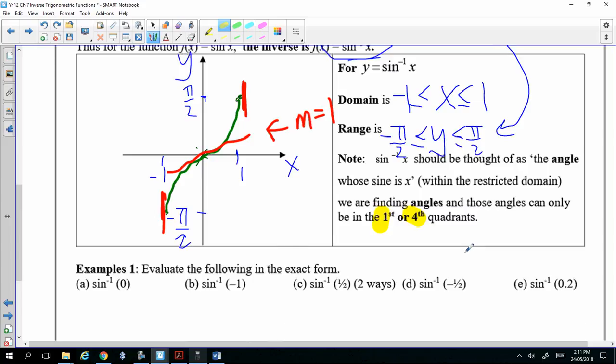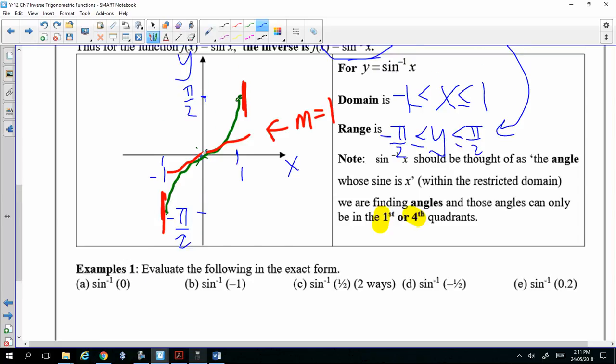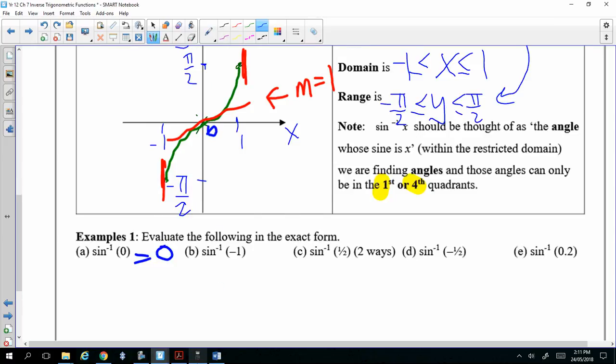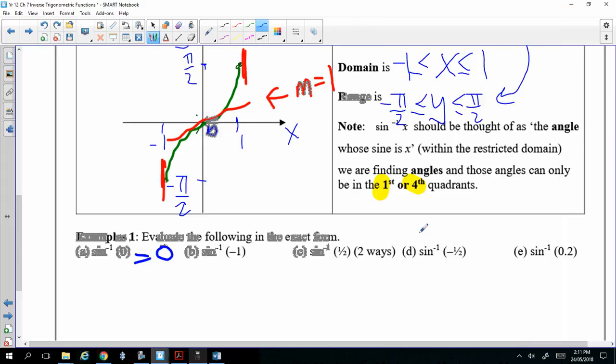So the calculation can be done in many ways. Let me show you all the different ways. So for the first question, sine inverse of 0, you can just look at the graph. Sine inverse of 0 is 0, isn't it? So you just write 0. What's another way to do it? Obviously, your calculator can tell you. So make sure it's in radian mode. Shift sine 0. That will also give you 0. So you can either use the graph or use the calculator.